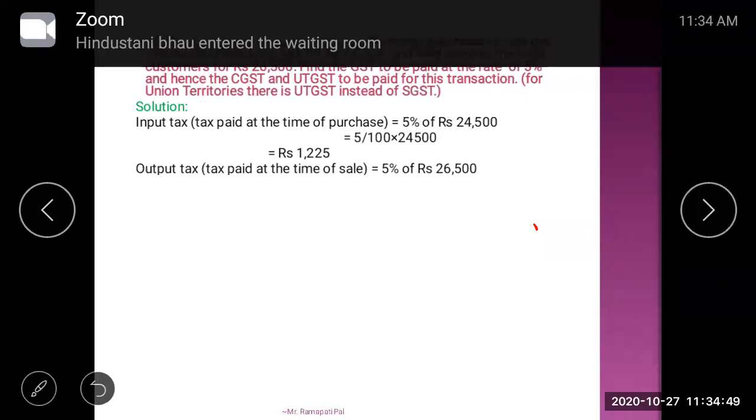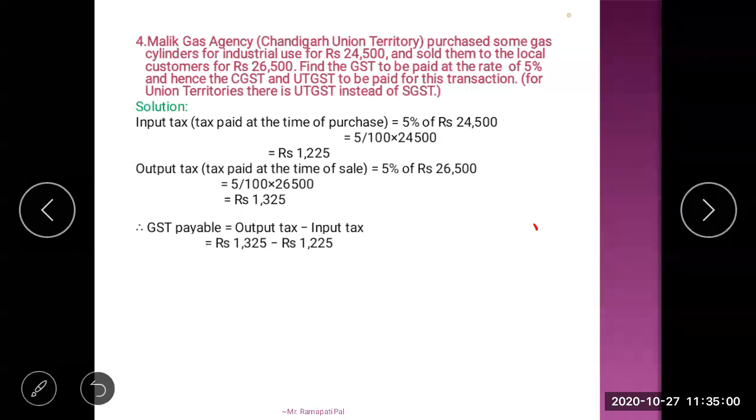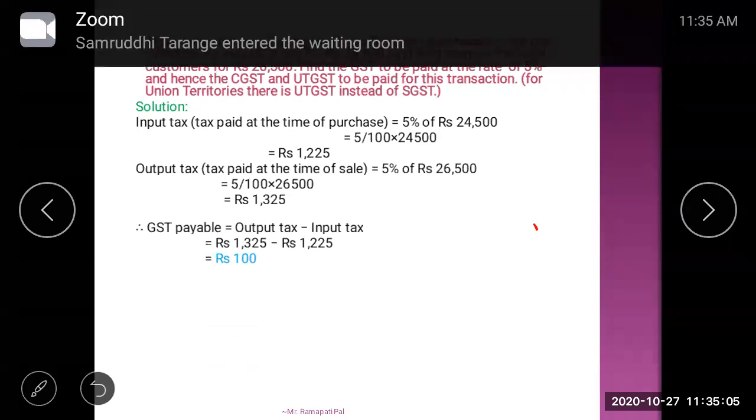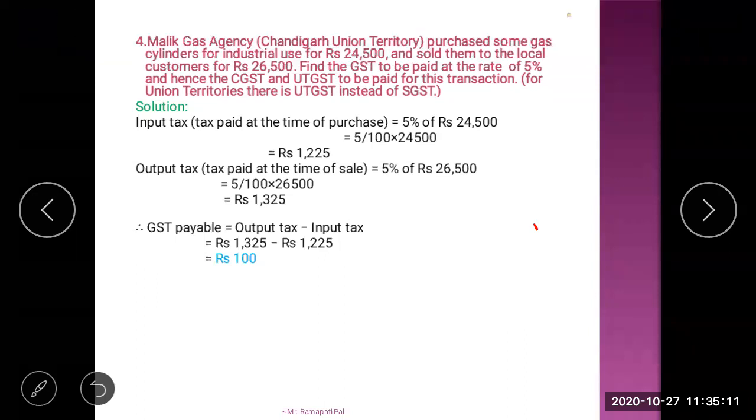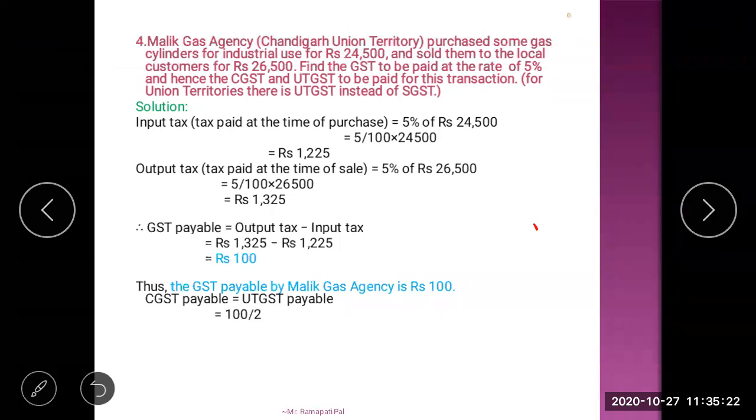Correct? Now we know what is input tax and what is output tax. So we will subtract it. GST is equal to output tax minus input tax. So 1,325 minus 1,225, which is equal to 100 rupees. Now we have to find out UT GST. And we know that UT GST is equal to CGST or SGST. Correct or not? So, which is equal to 100 divided by 2. That is 50 rupees. Correct?